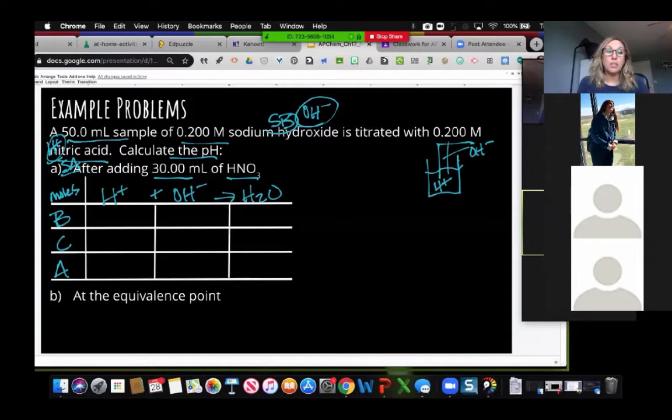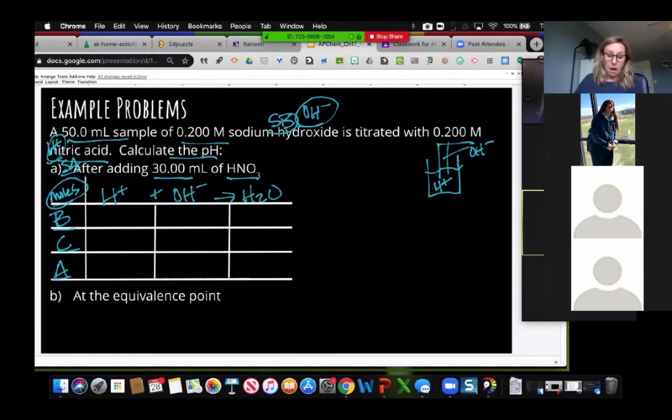So what you're trying to do is figure out how much of that H plus is going to get used up, how much OH minus is left, and then that's going to determine what your pH is after you've added that together. Okay, so to fill out a BCA table, because the BCA table is in moles, you have to do some calculations before you put things into the BCA table.